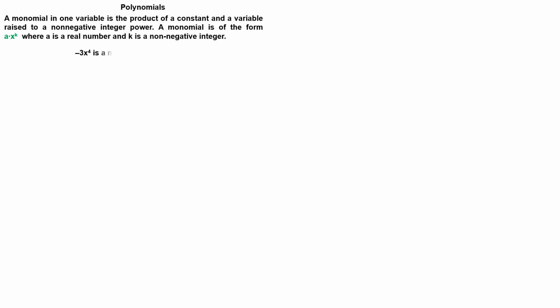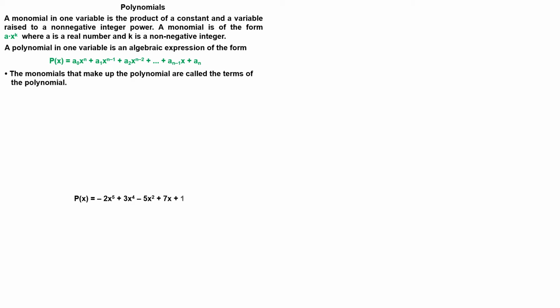Let's see some examples. Minus 3 times x to the power of 4 is a monomial. Minus 3 times x raised to the power of minus 2 is not a monomial, since the exponent of the variable x is not a non-negative integer. 5 times x to the power of 1/3 is not a monomial, since the exponent of the variable x is not a whole number.